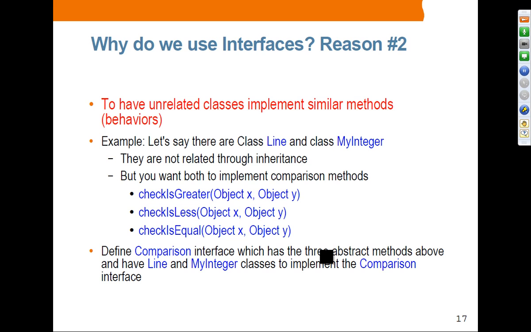Okay, so basically what you can do is define a comparison interface, and then let the line manager, my manager, implement this comparison interface. So you are basically having these unrelated classes implement the same interface. You're actually imposing similar behavior on unrelated classes, meaning unrelated through inheritance.